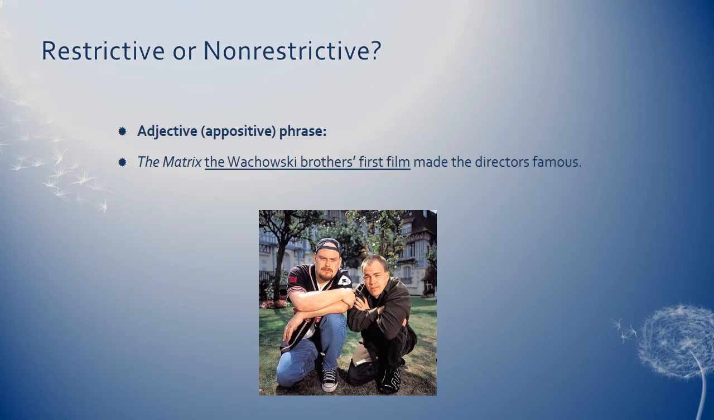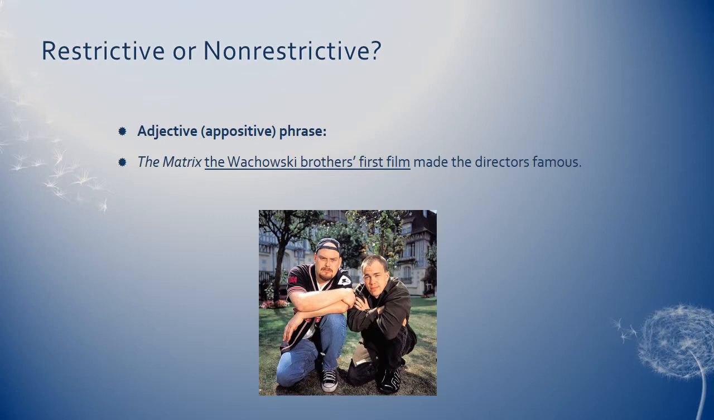Is the following appositive phrase restrictive or non-restrictive? The Matrix, the Wachowski brothers' first film, made the directors famous. Now let's define what we mean by an appositive, or something in apposition. That which is in apposition is a phrasal synonym. That is, restating the noun or the noun phrase with a different phrase. So apposition simply means placed next to or set next to.